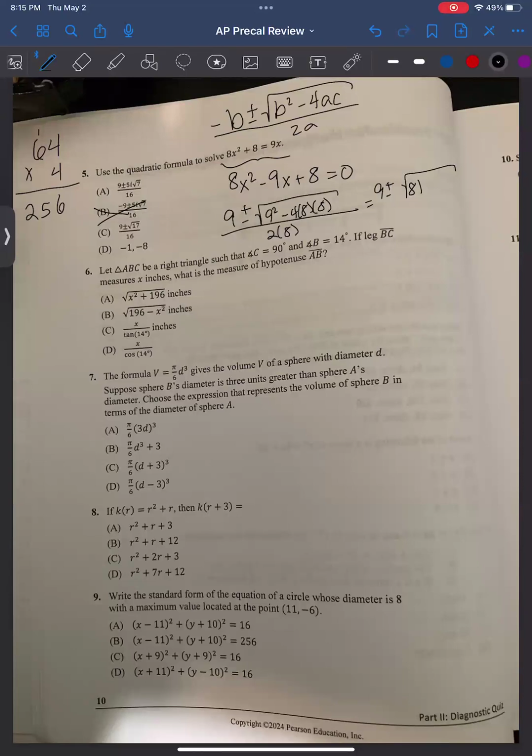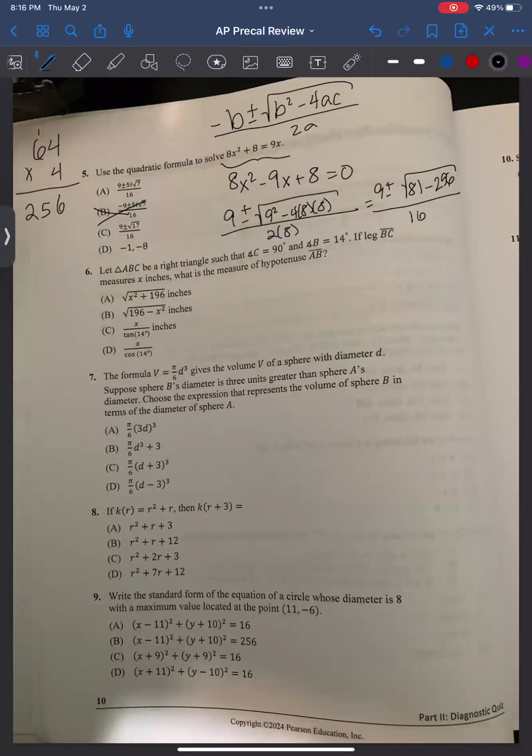What is up with all these numbers being wrong? We're trying to find the value of 4 times 8 times 8, which is 256. So this is 8 times 8 is 64 times 4. 4 times 4 is 16, carry the 1. 4 times 6 is 24 plus 1 is 25, so 256. So then it's 81 minus 256 over 16.